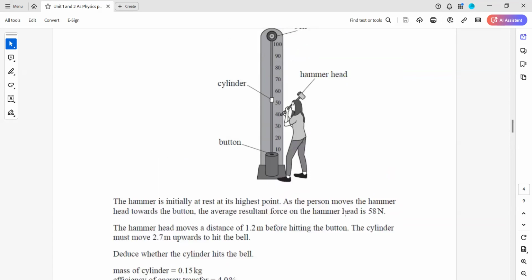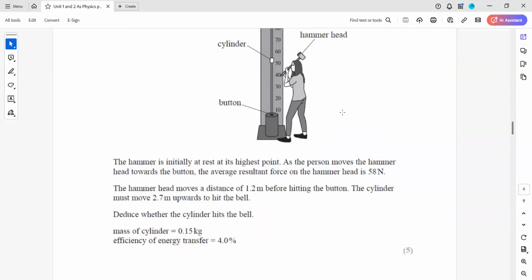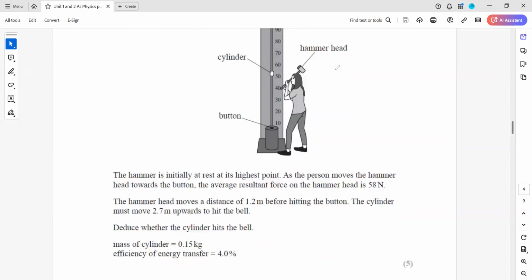So two things are there. First, you have to identify what the forms of energy are in this case. The cylinder must move 2.7 meter up to hit the bell. So this is the distance which the cylinder should move. And the efficiency of energy transfer into useful energy is only 4%.